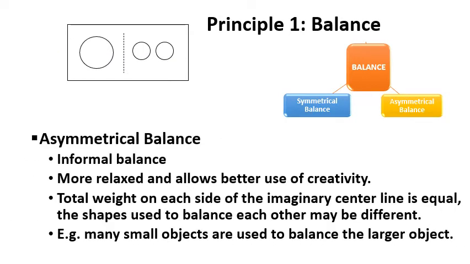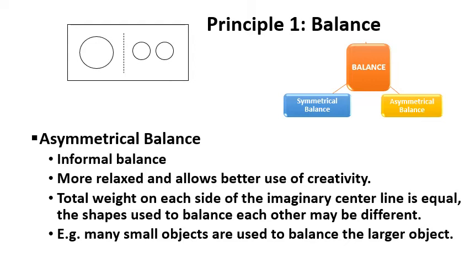Our second type of balance is asymmetrical balance. Informal balance is more relaxed and allows better use of creativity. The total weight on each side of the imaginary center line is equal, but the shapes used to balance each other may be different. For example, many small objects are used to balance a large object.